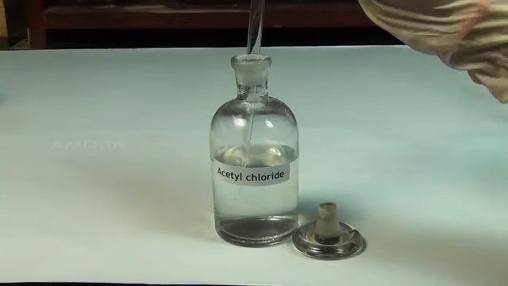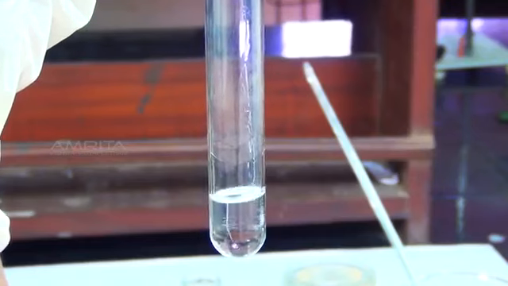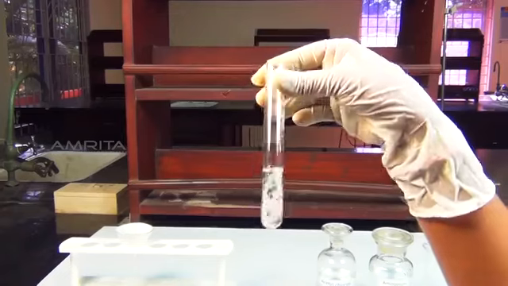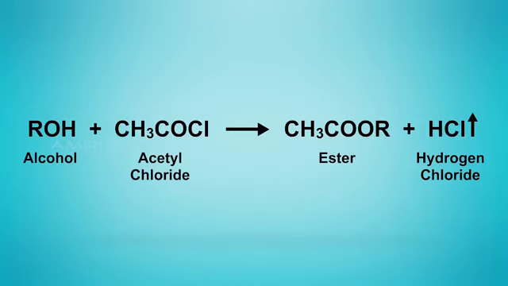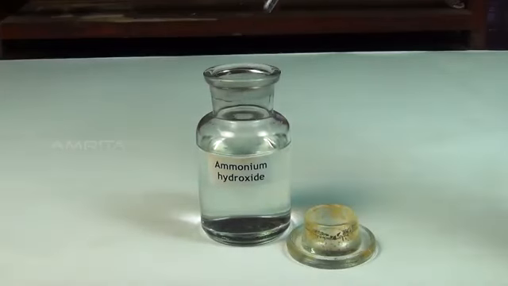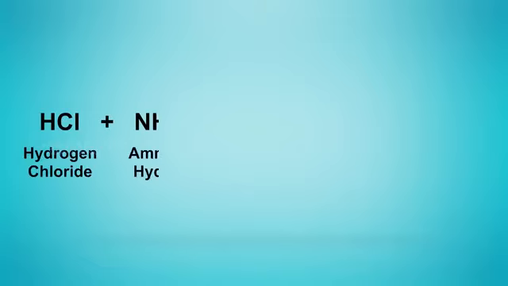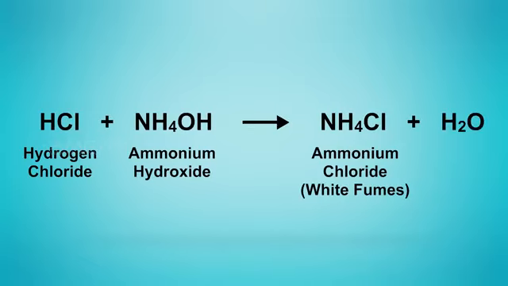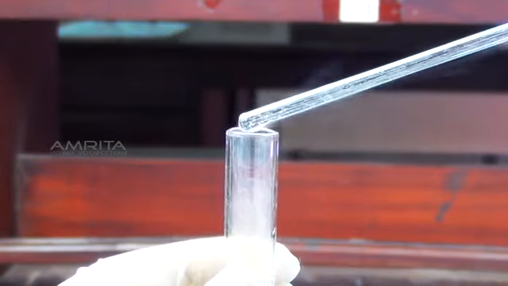Using a dropper, add a small quantity of acetyl chloride into the compound. Shake the test tube well. Alcohol reacts with acetyl chloride to give hydrogen chloride gas. Now, dip the glass rod in ammonium hydroxide solution and bring it over the mouth of the test tube. The hydrogen chloride reacts with ammonium hydroxide to form white fumes of ammonium chloride.